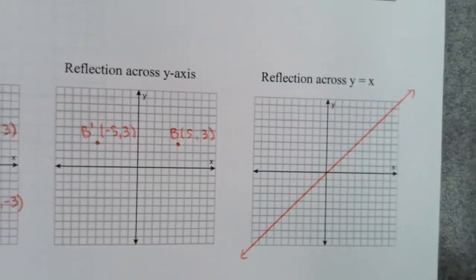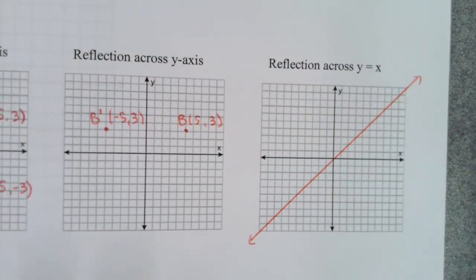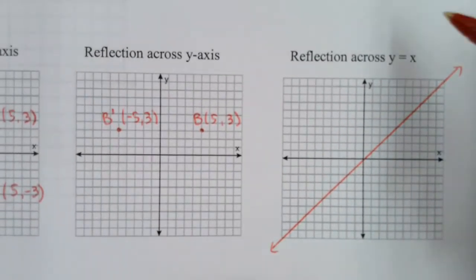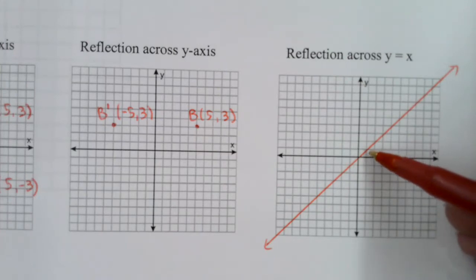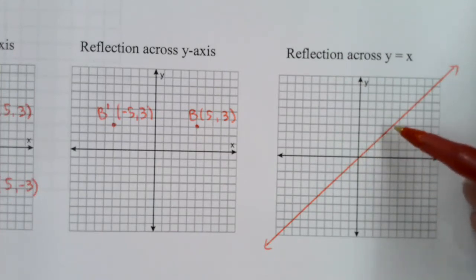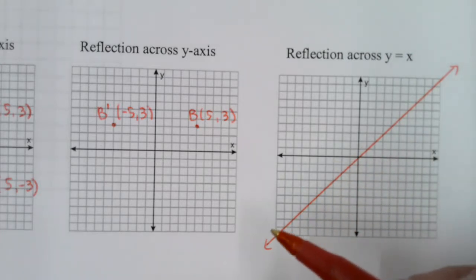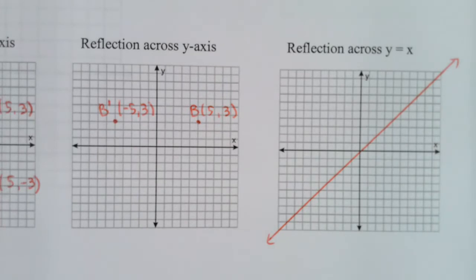This is the line y equals x. Everywhere on that line, y equals x. Check this out, okay? 0, 0, that's 1, 1, that's 2, 2, 3, 3, 4, 4, 5, 5, 6, 6, -1, -1, -2, -2, -3, -3, and so on. So this is the line y equals x. Everywhere on that line, x and y are the same.